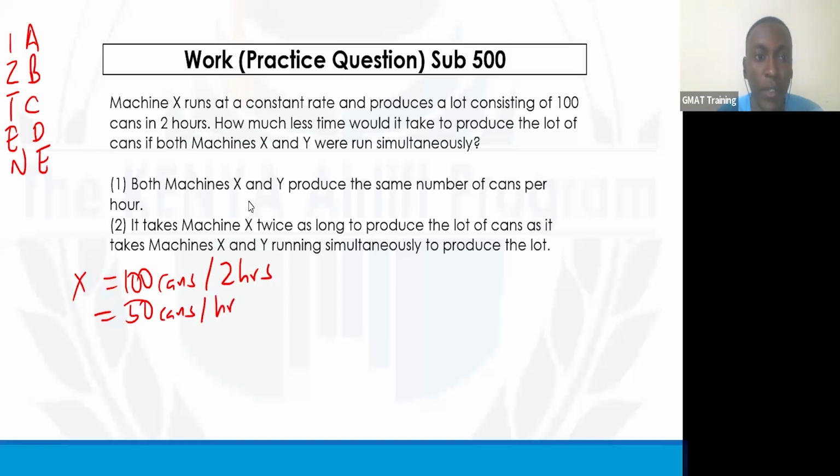Let's make it a unit time. Then you have: how much less time will it take to produce the lot of cans, that's the 100 cans, if both machine X and Y were run simultaneously? Now, how much time will it take X and Y to produce 100 cans?